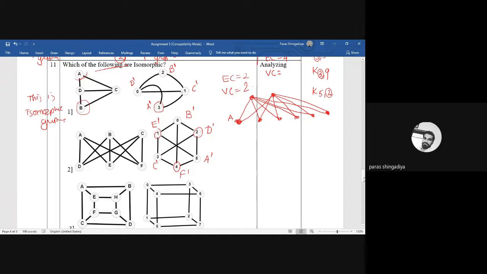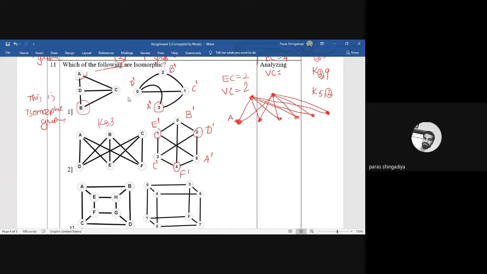Yeah, the second graph is also isomorphic, that you already checked. Here I already solved the second graph. Both graphs have 6 vertices and 9 edges. That is a K33 graph, already checked during the lecture also. Find the image of A. I consider the fifth vertex as A dash, and A is adjacent with D, E, F. So consider the three vertices from A dash.